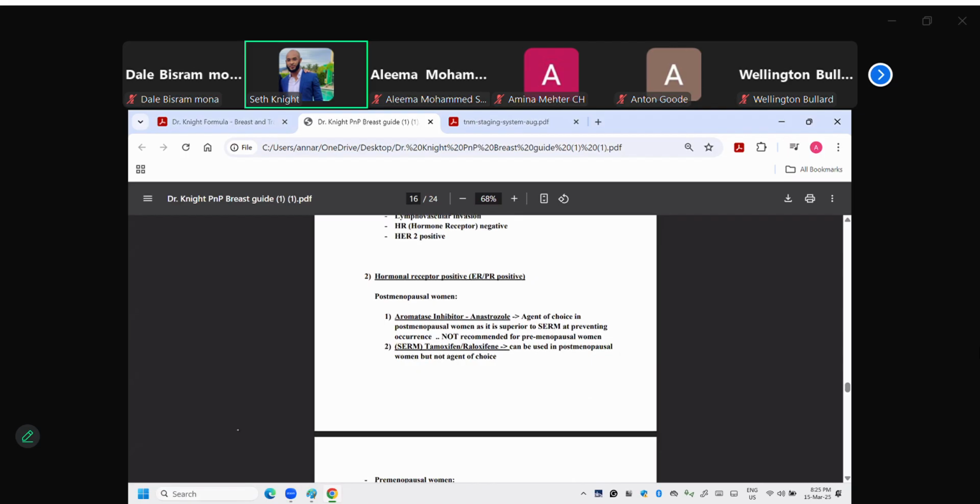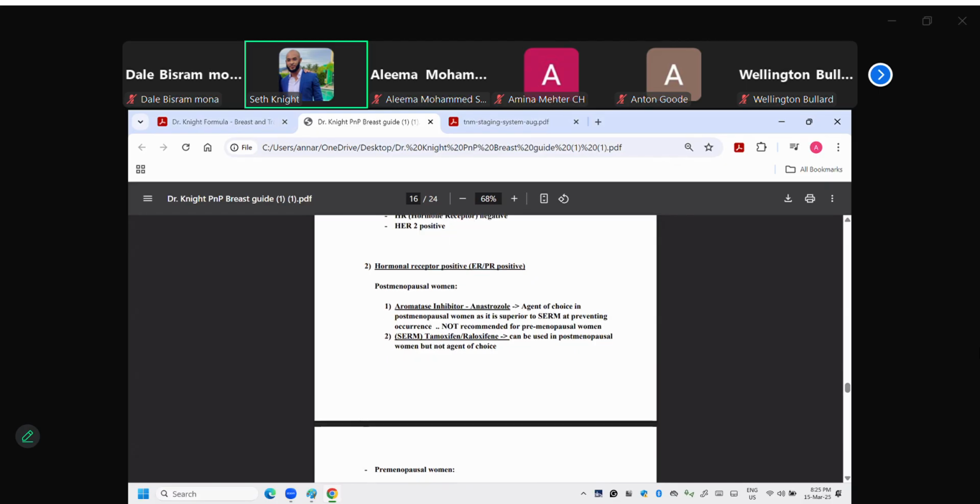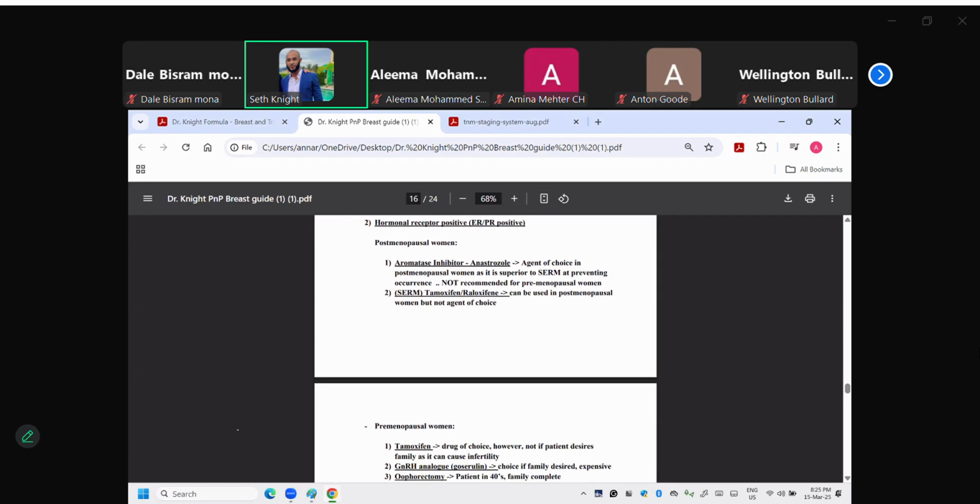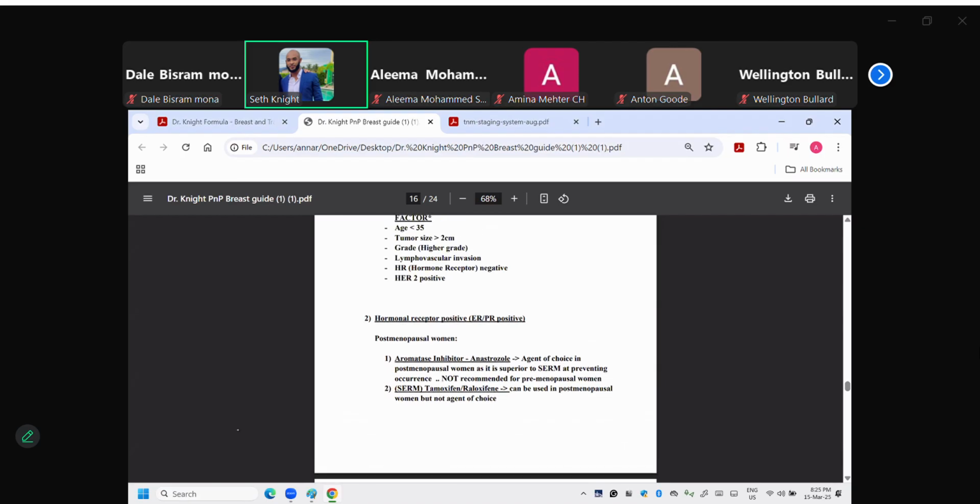In a patient who is ER/PR, estrogen progesterone receptor positive, we have to look at the age of the patient. When I say age and stage, I mean, is she premenopausal or is she postmenopausal? Our hormone receptor positive patients who are postmenopausal ought to be on an aromatase inhibitor. That is anastrozole. So the drug of choice for ER/PR positive postmenopausal women is an aromatase inhibitor.